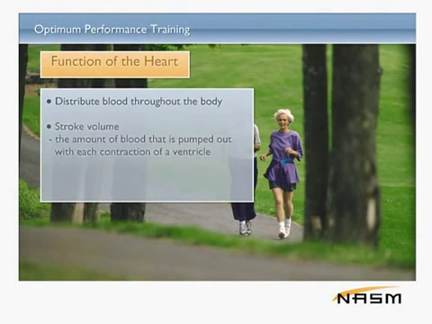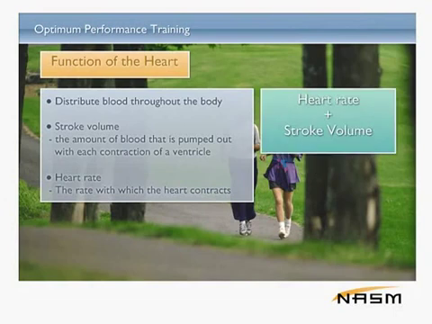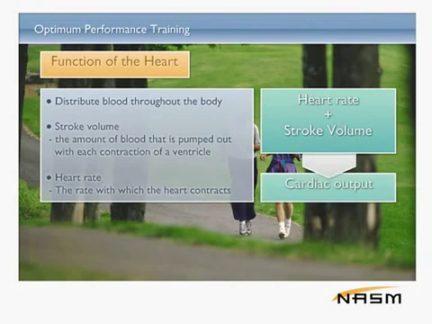The amount of blood that is pumped out with each contraction of a ventricle is the stroke volume. The stroke volume of a typical adult is approximately 75 to 80 milliliters per beat. The rate with which the heart contracts is referred to as the heart rate. Together, the heart rate and the stroke volume make up the overall performance of the heart and are collectively termed cardiac output.